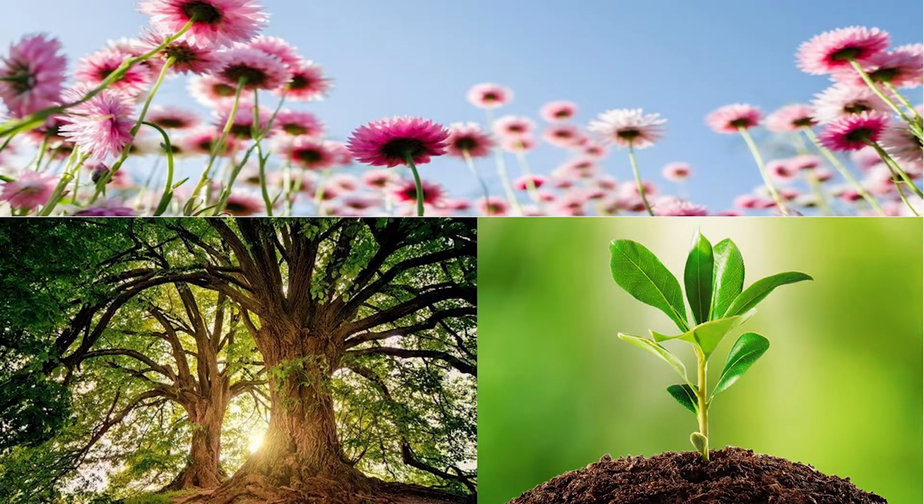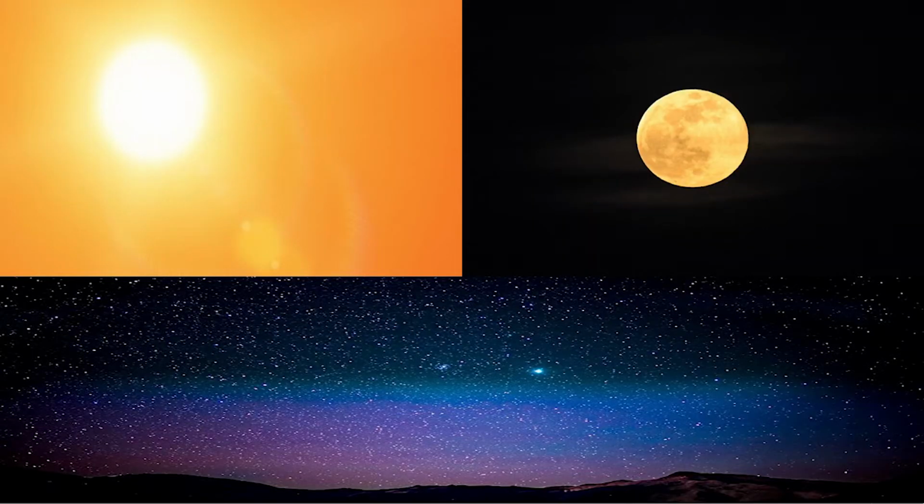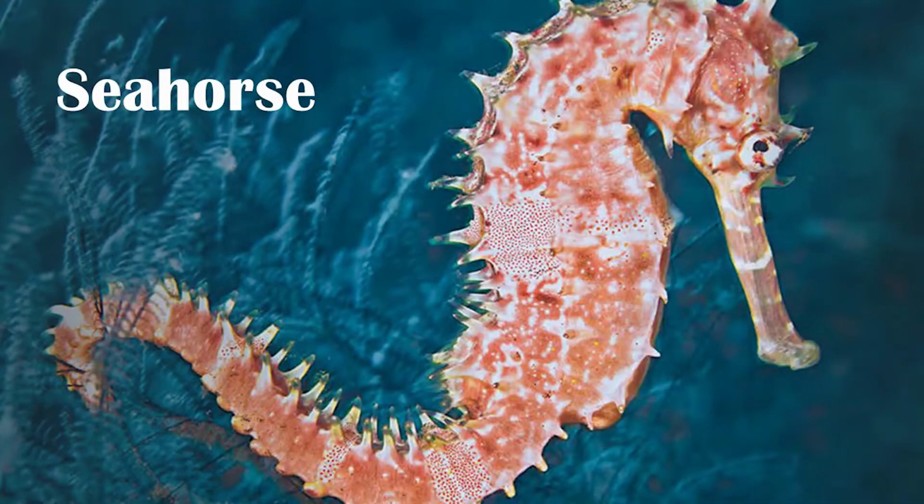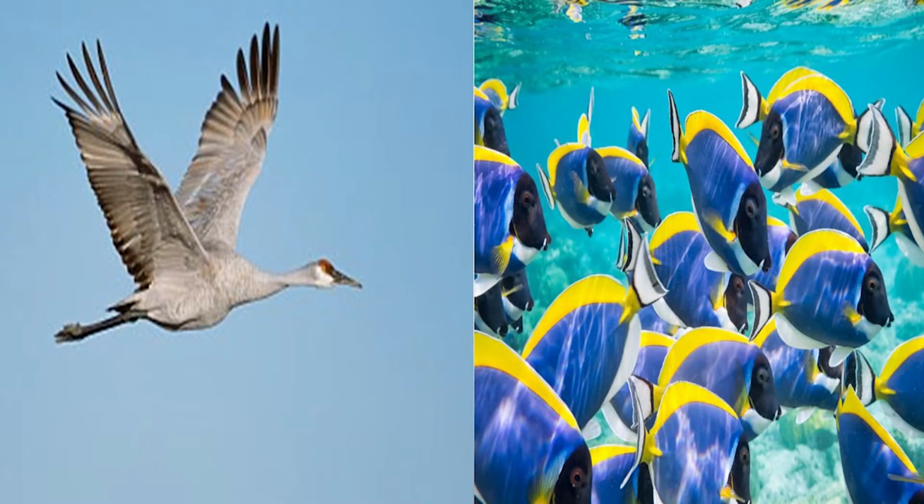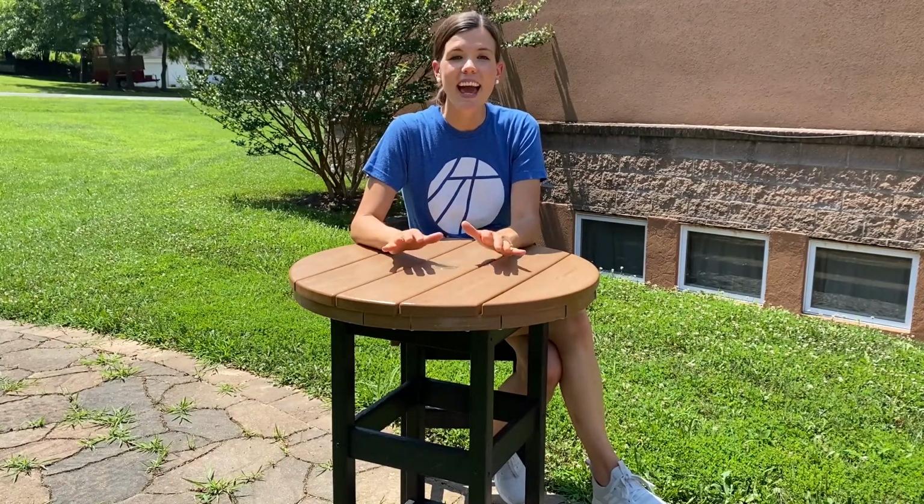He made plants and trees and flowers. He made the sun, the moon, and the stars. He made those animals we talked about earlier, and he made birds that were able to fly and fish to swim. And then God made his most amazing creation of all. What was it? Yes, God made people. God made Adam and Eve in his own image.